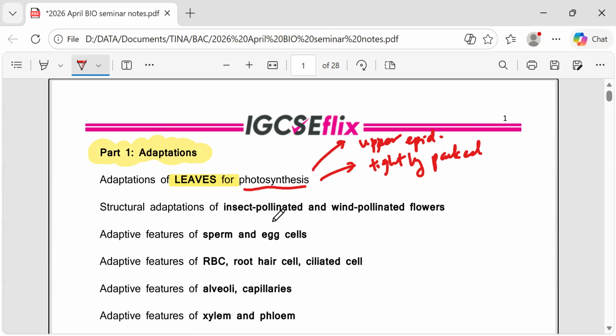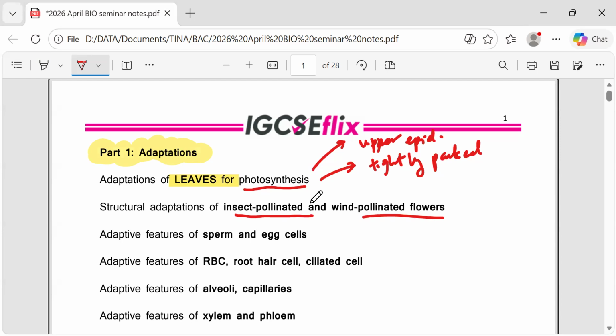When I say insect pollinated and wind pollinated flowers, what comes to your mind? Insect pollinated has colorful petals to attract. The pollen is sticky. And then they also have an outside stigma.